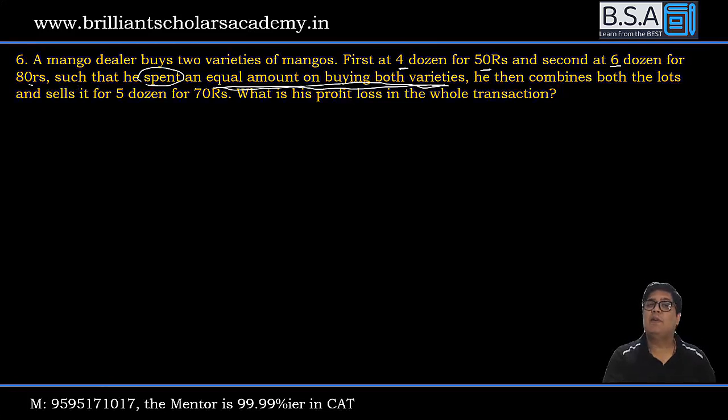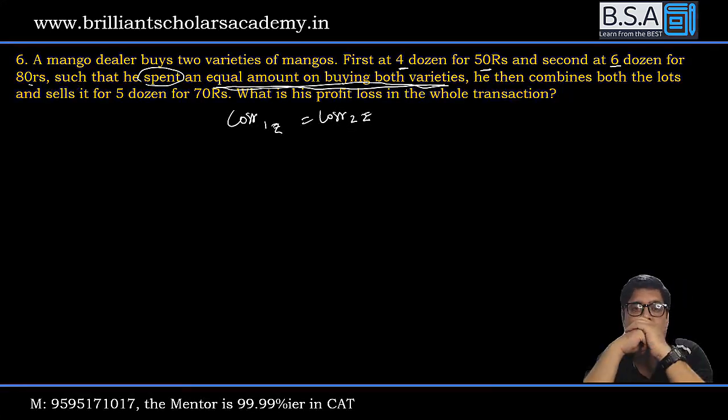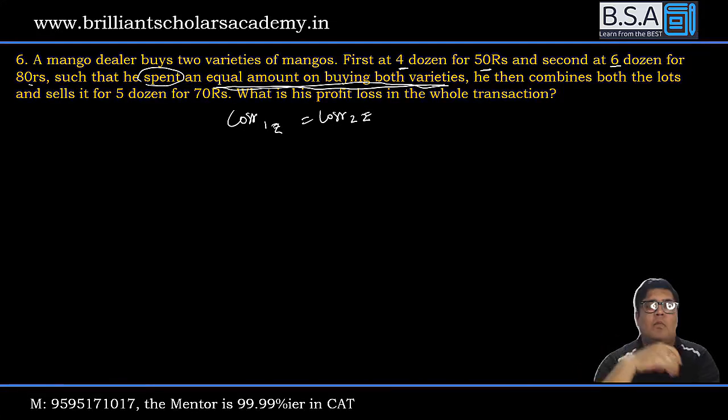So what am I going to make equal? Cost. Cost of 1 is going to become equal to cost of 2. Variety 1 and variety 2. I'm going to make their cost prices equal. Give it a shot. Comment your answers.